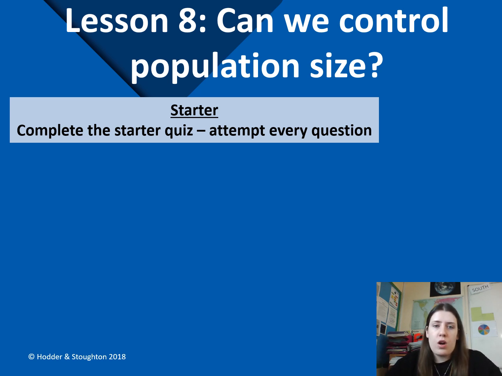To start, you're going to do a starter quiz, which is attached to the assignment on a different document. It will take you about maybe 3 minutes to complete. You just choose the answer you think is correct. So you can pause here while you do that.